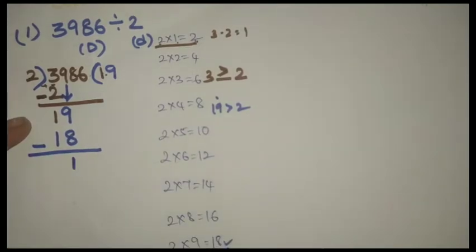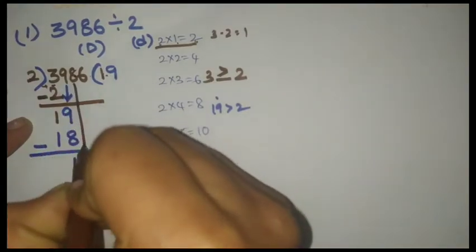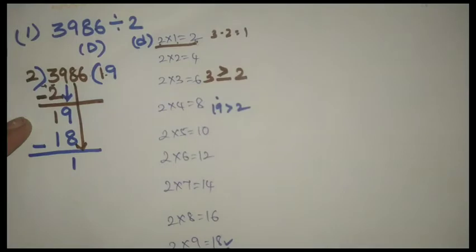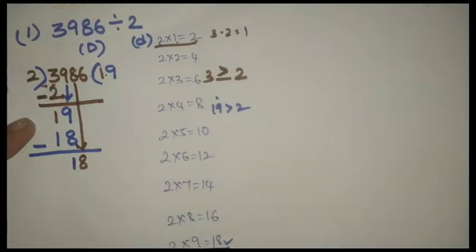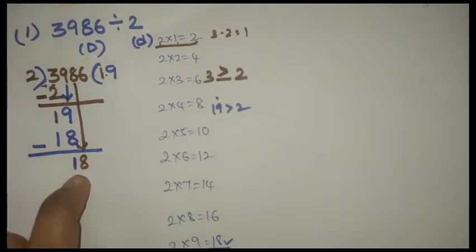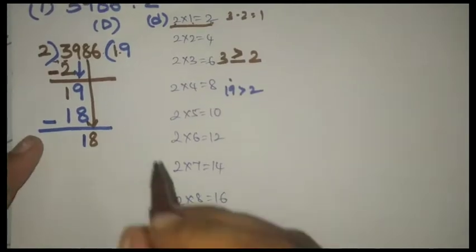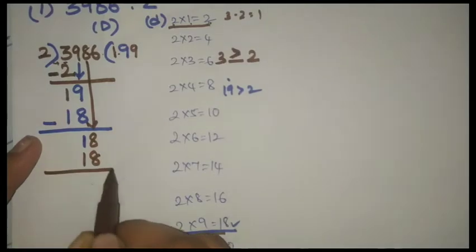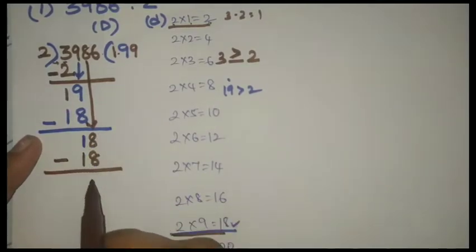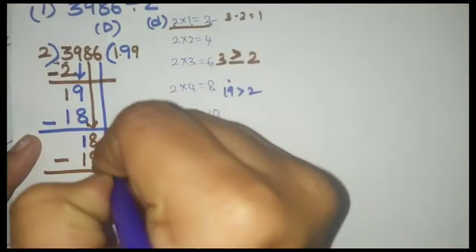Now the third step is to bring down this tens place. Here we will get 8. Now what is the number here? 18. 2 9s are 18, so we'll write 2 9s are 18 directly. Now we'll do subtraction. 18 minus 18 is 0. Now step 4 is to bring down this ones place.